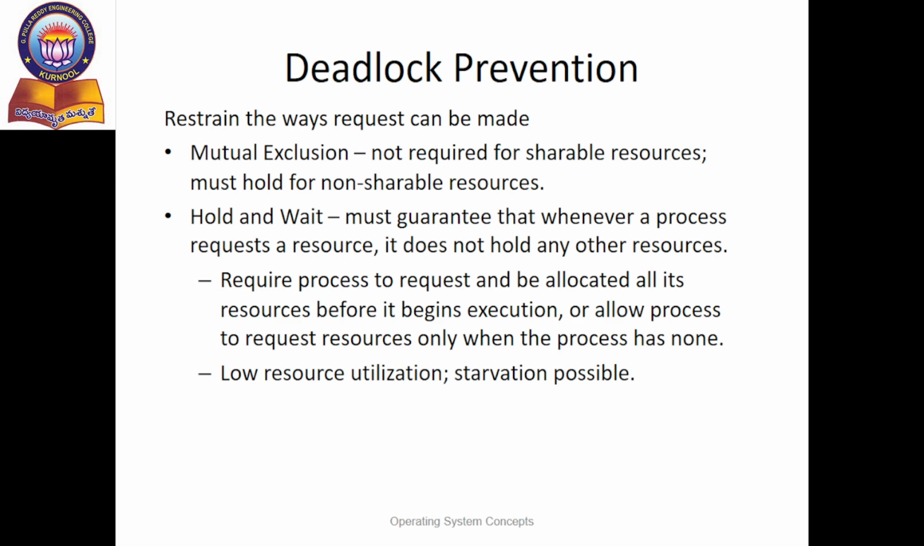So the first condition is mutual exclusion. We need to prevent this. That means we need to violate this mutual exclusion. We know what mutual exclusion is: at any instance of time only one process can use a resource. The meaning of that is the resource can never be shared among the processes. That is nothing but mutual exclusion.